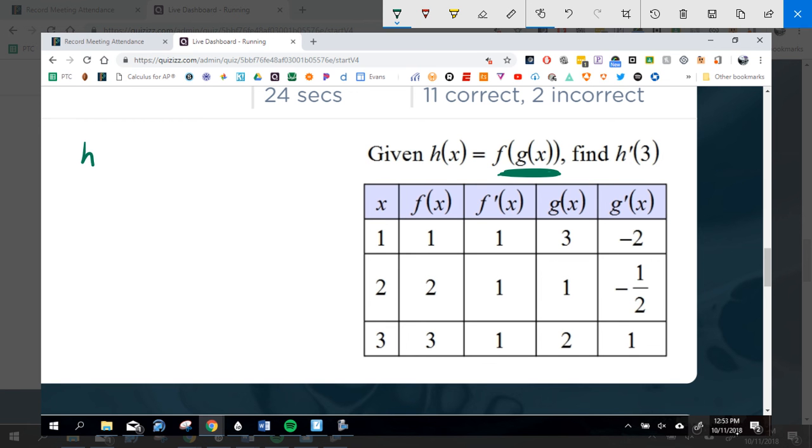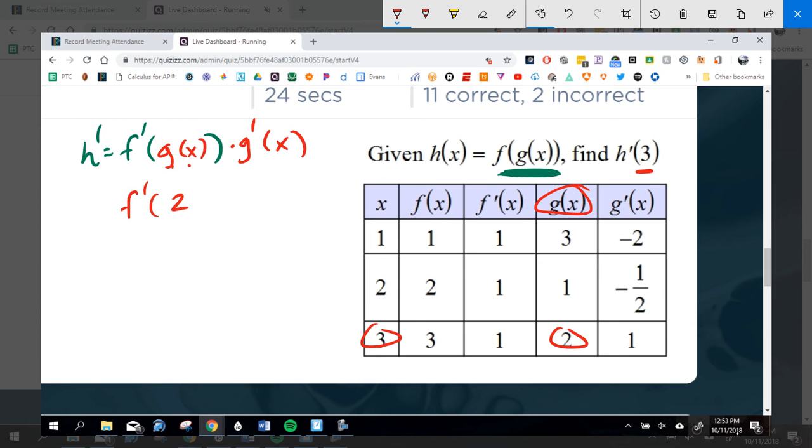Chain rule. So h prime is going to be equal to the derivative of the mama. We're going to rewrite the baby times the derivative of the baby. So the derivative of the baby is going to be g prime. And we're doing that at 3. So I'm going to plug 3 in. F prime g at 3. So g at 3 is 2. Times g prime at 3. G prime at 3 is 1. And then I'm doing f prime at 2. F prime at 2 is also 1. So 1 times 1, my answer is 1.